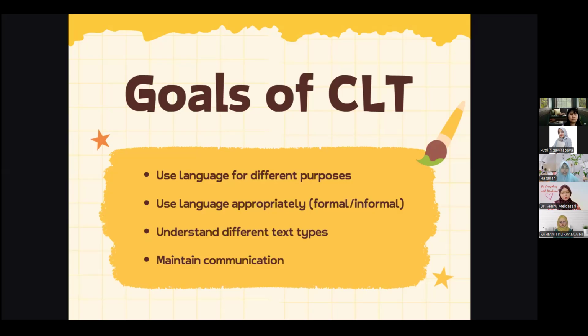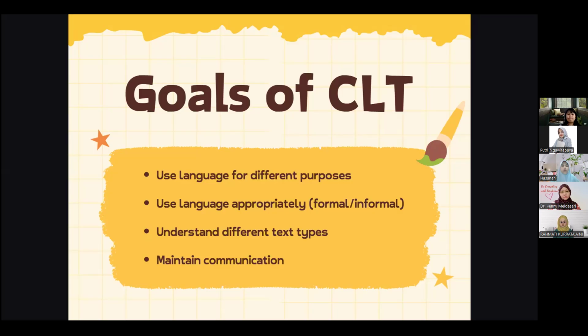And the second goal is use language appropriately, formal or informal. CLT also aims to develop students' ability to use language appropriately based on the context. This means students should understand the difference between formal language, for example, speaking to a teacher, in a presentation or official situation, and informal language, for example, talking to friends or in casual conversation.